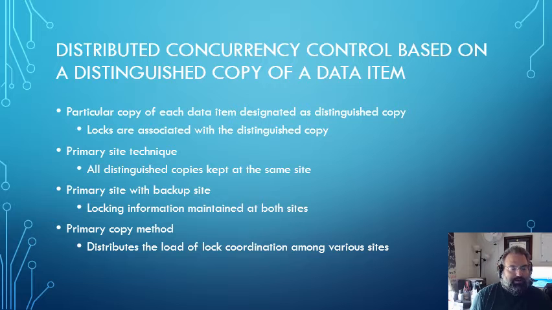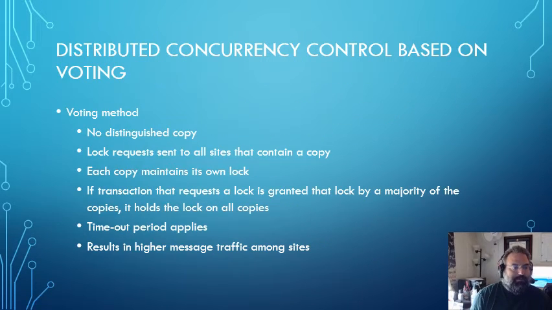Primary site with backup: locking information is maintained at both sites. The primary copy method distributes the load of lock coordination among various sites.